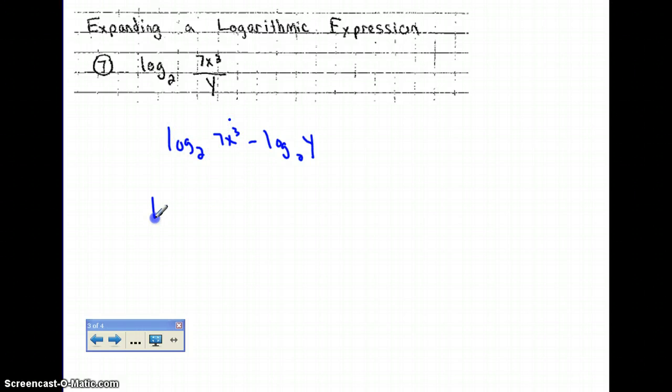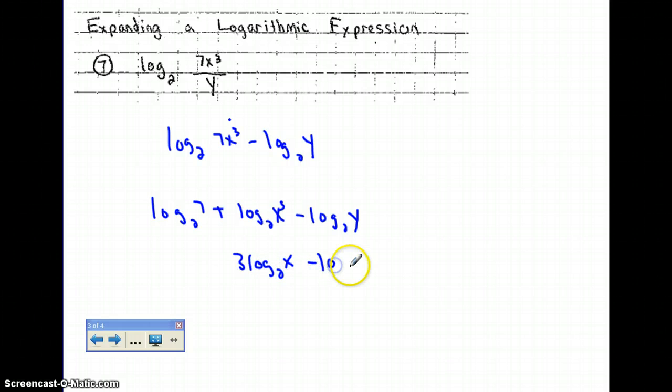So I look here, and I do see the product property going on here. So I can expand this and get log base 2 of 7 plus log base 2 of x cubed. And I still have that minus log base 2 of y. Well, I can't do anything with log base 2 of 7, but I can look at log base 2 of x cubed, and that's the power property, so I can bring the 3 in front of it. So I got log base 2 of 7 plus 3 log base 2 of x minus the log base 2 of y.